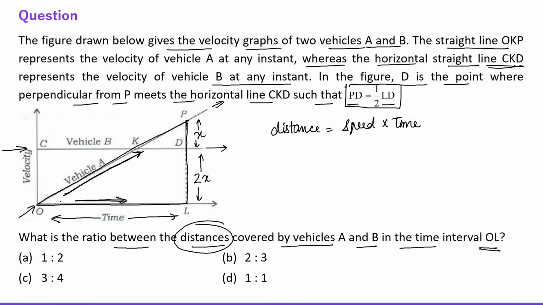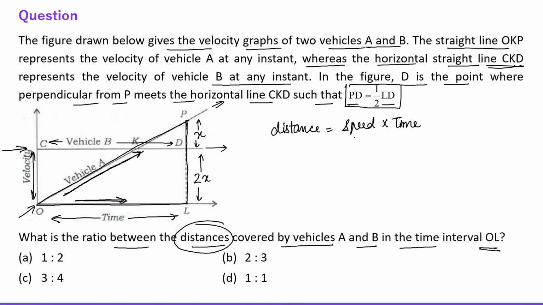And again, if I talk about vehicle B, this is the time and this is the velocity. So if you multiply velocity into time, this will give you the area of the rectangle OLDC. I repeat, the area of the rectangle OLDC will give you the speed into time. So this is again the area under the curve, right?